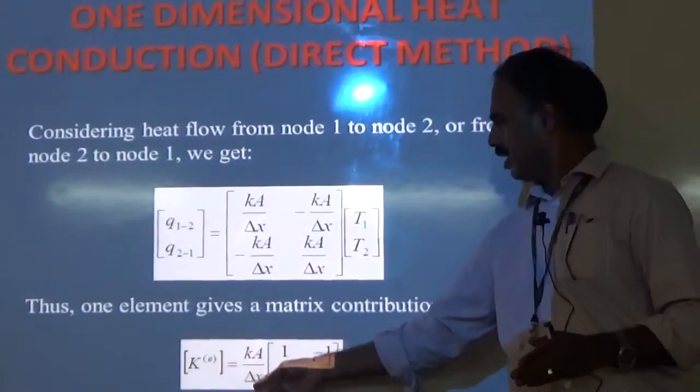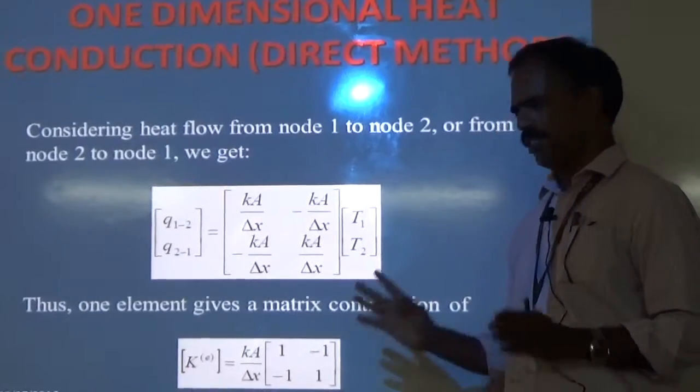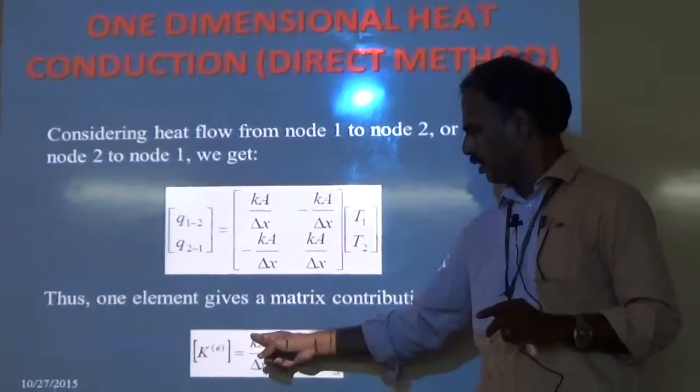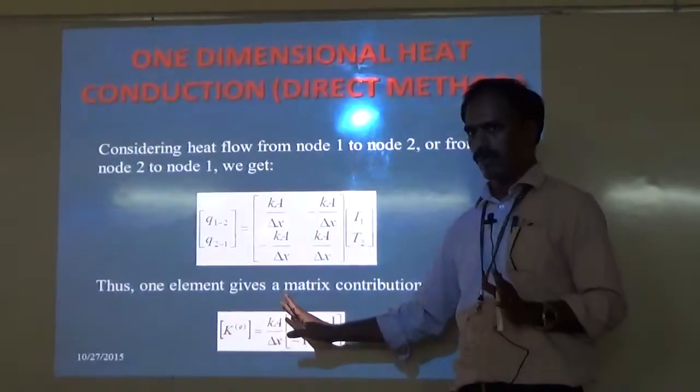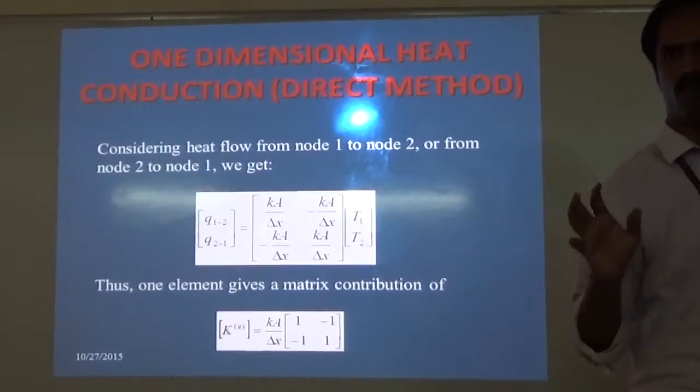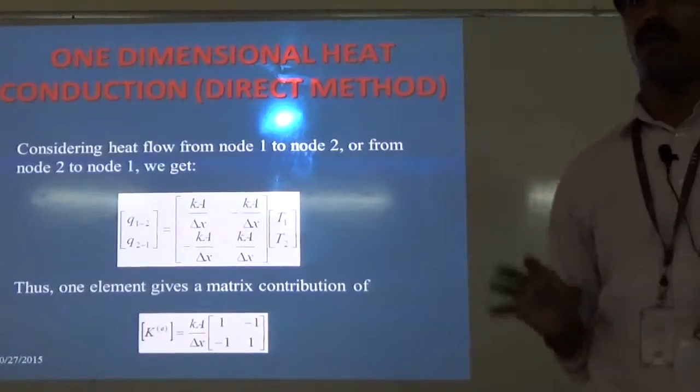The conduction matrix is Ka by del X, with entries 1, minus 1, minus 1. This is very similar to our structural problem. Instead of E, Young's modulus, we are using thermal conductivity K. The only thing we are changing is the material property. In a structural problem we use Young's modulus, whereas now we are going for thermal conductivity.